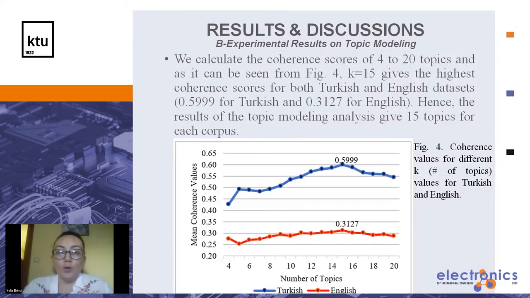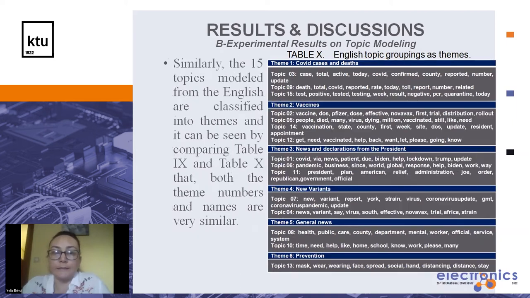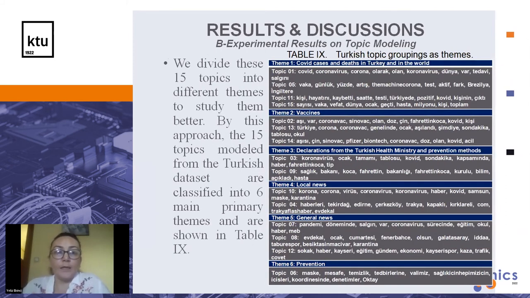And also, we did topic modeling, as I said, and here we calculated the coherence scores in order to understand the optimal number of topics. So here, as you can see, 15 has been seen as the optimal number of topics. So there have been 15 topics in the Turkish topic groupings and English topics. Both of them are 15. And in order to understand the public agenda better, we grouped them into teams. So similar topics were grouped in the same team.